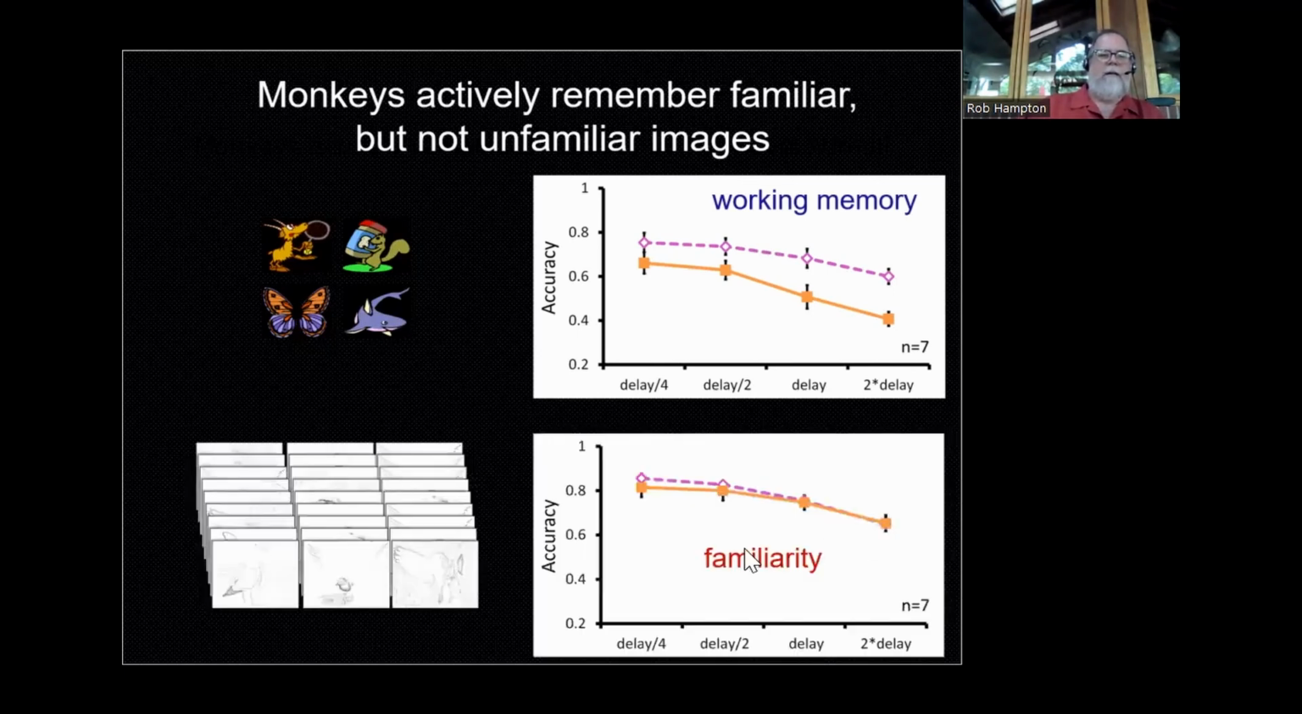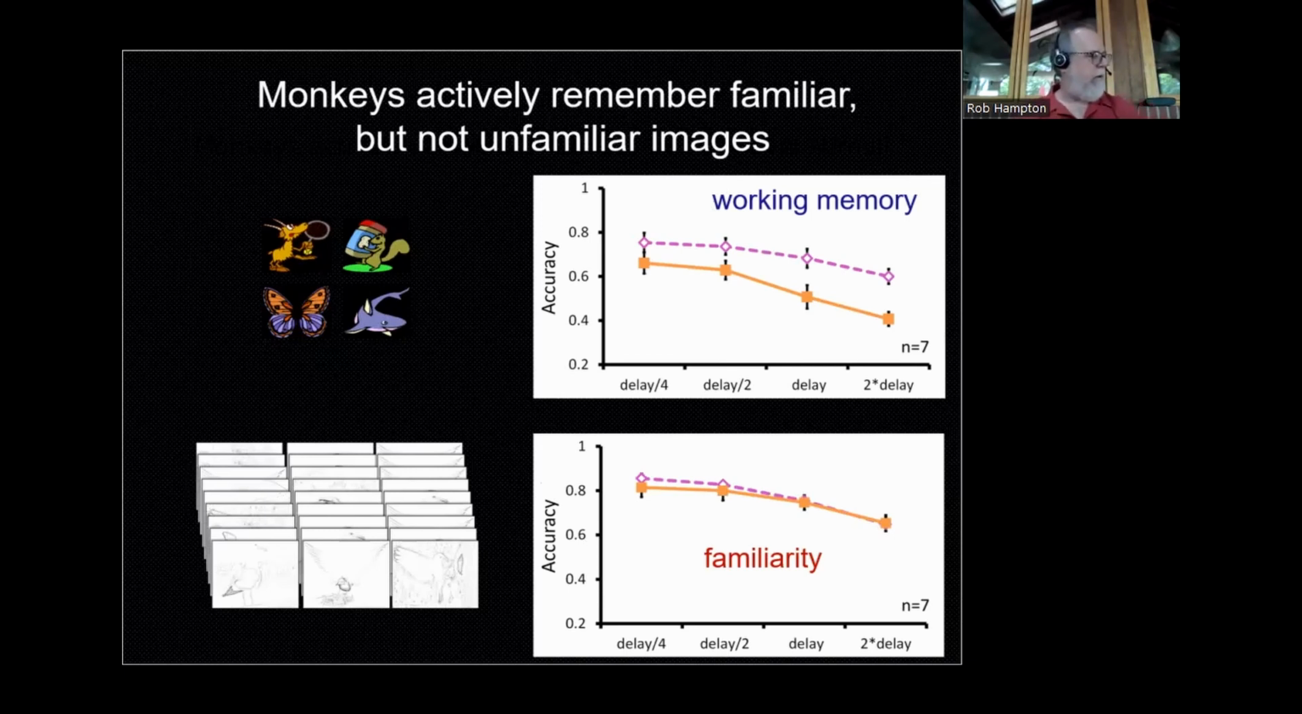And then she also tested them with a large set of trial unique stimuli. And what we found under those conditions is there's no difference between the remember cue and the forget cue, consistent with this idea that memory for the sample in these working memory tests is under active cognitive control, and there's nothing to control about familiarity. It just sits there waiting for the test to appear.